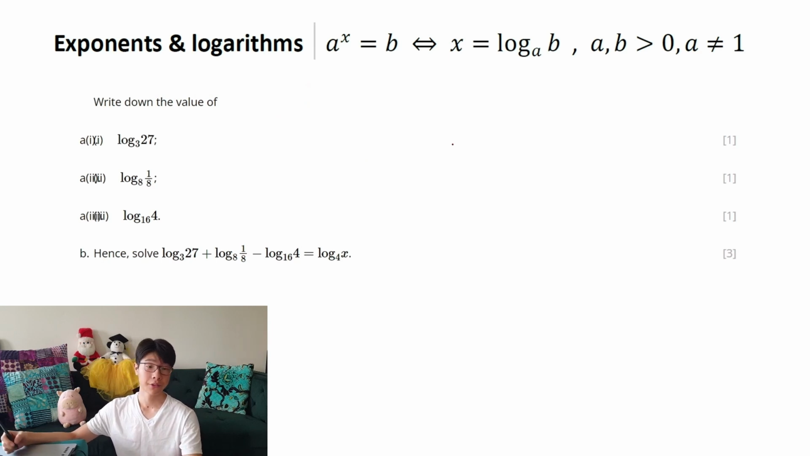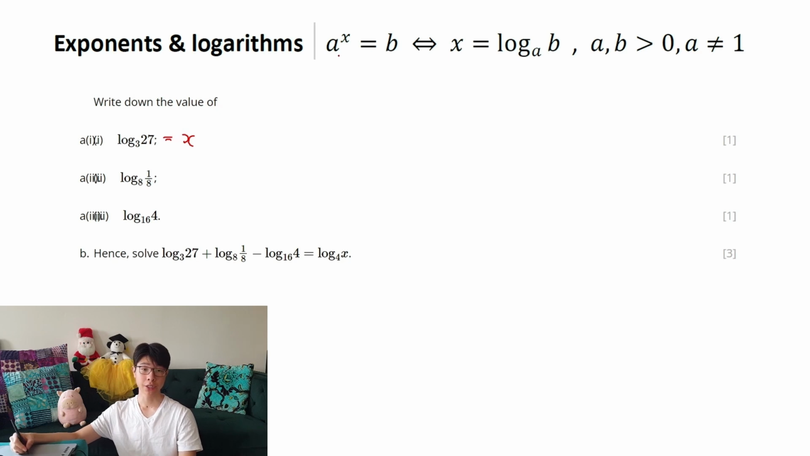Okay, so now let's do some practice questions. Write down the value of log base 3 of 27. So first we need to understand what it's asking for. It's asking us to write down the value of log base 3 of 27, which means this must be equal to some value which we want to find, right? And now we have an equation.